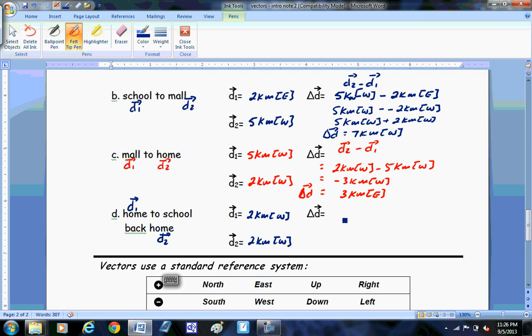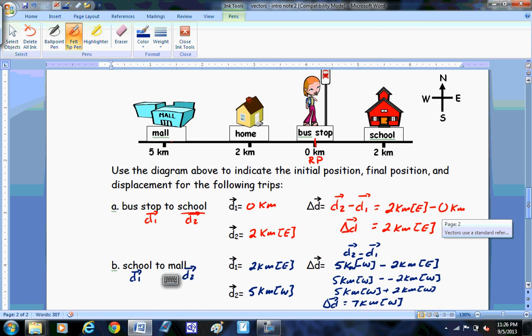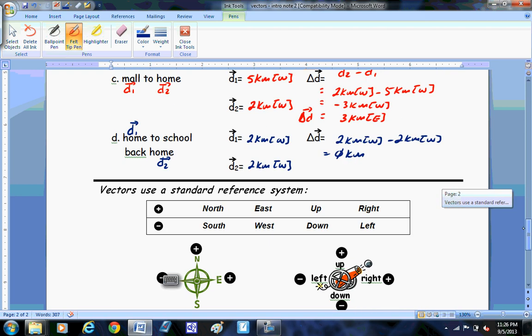And when I look at the change in position, I'll be 2 kilometers west minus 2 kilometers west, which gives me 0. In other words, I didn't really go anywhere according to this. I ended up at the same spot, so I don't have a change in position. So I went from home to school, back home. I ended up at the same spot. I don't have a change in position at the end of the day.